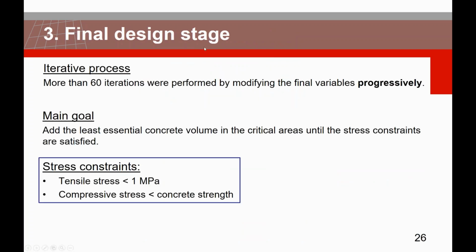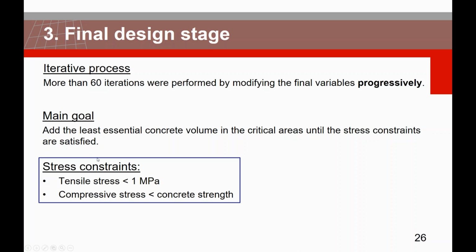And right now we can start with the final design stage, where an iterative process took place, as we saw from the workflow, where more than 60 different iterations were performed. And what we did there is that we modified the final variables progressively. What I mean with that is that for each one of these iterations, we added a small amount of concrete so we can decrease the tensile stresses in the critical stress areas, while the main goal is to add the least essential concrete volume in these critical areas until the stress constraints are satisfied.